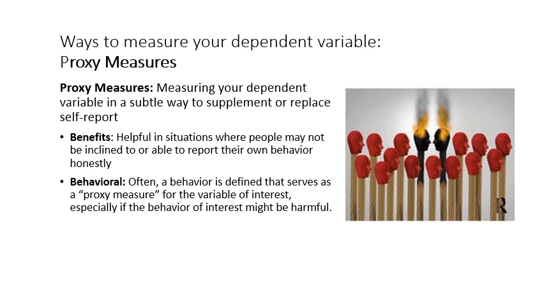Often a behavior is defined that serves as a proxy measure for the variable of interest. So we're looking at a behavior instead of just the emotion, especially if the behavior of interest might be harmful. So if we're interested in aggression, well, we don't really want to encourage someone to be aggressive in real life and to cause harm to someone else. So we set up a situation where they can act aggressively, but no harm occurs.